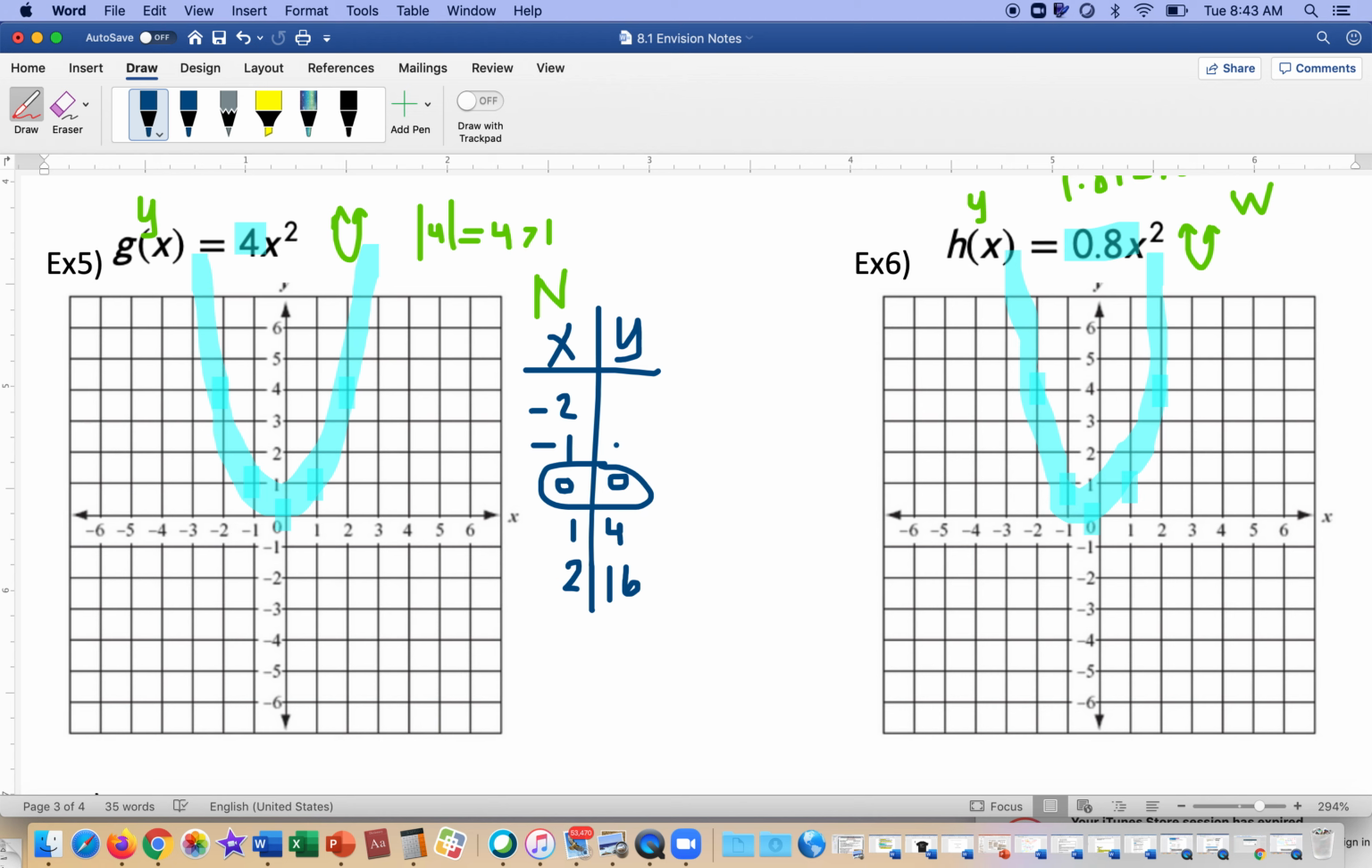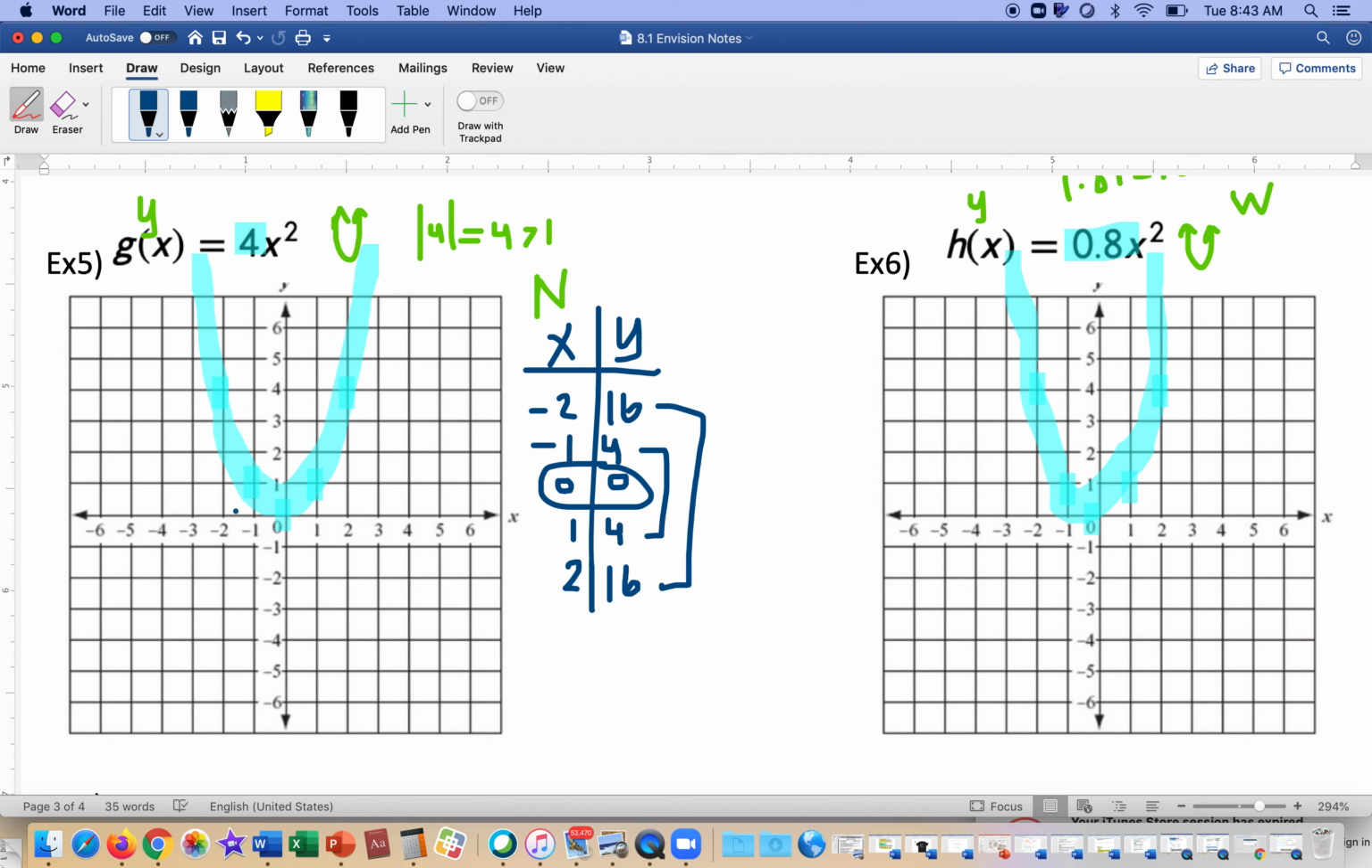If I plug in -1 for x, parentheses, -1 times -1 is 1, and 1 times 4 is 4. So we square, and then we multiply by a number in front, the coefficient. So -2 in parentheses, -2 squared is 4, -2 times -2, right? And then we multiply by a number in front, we get 16. And remember, you can do the equidistant trick. 1 unit away in both directions, the y values are the same, right? 2 units away from the center, the y values are the same.